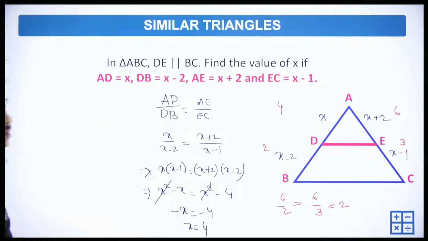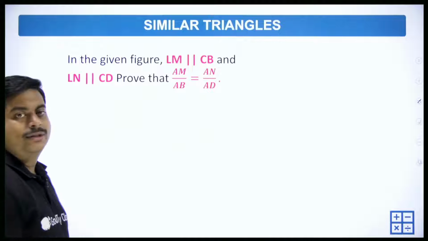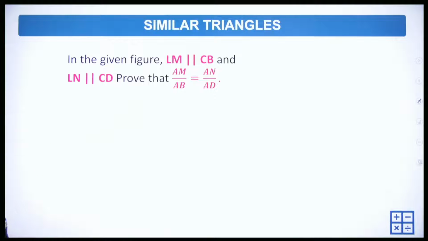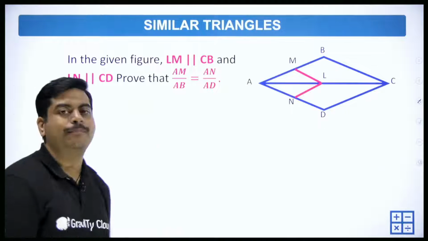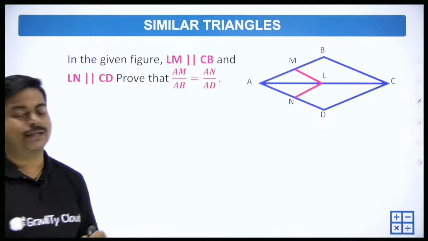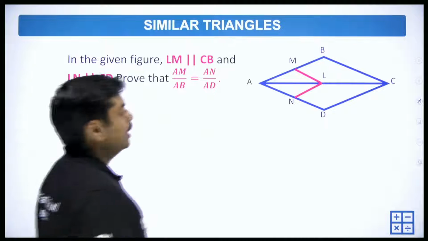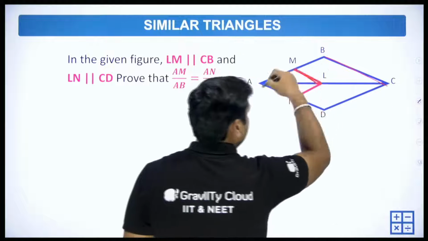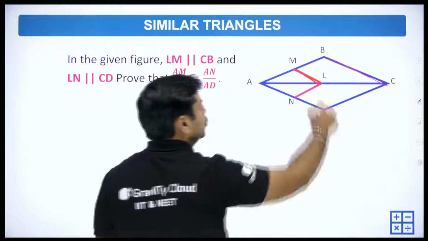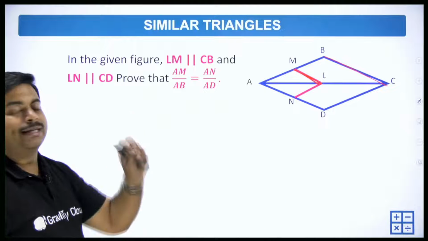Okay. So, moving ahead. In the given figure, LM is parallel to CB and LN is parallel to CD. Prove that AM by AB is equal to AN by AD. A very beautiful concept, a very beautiful application. Carefully see here. In the given figure, LM is parallel to BC. It was given that this line LM is parallel to BC. In this triangle ABC, we can use the basic proportionality theorem.